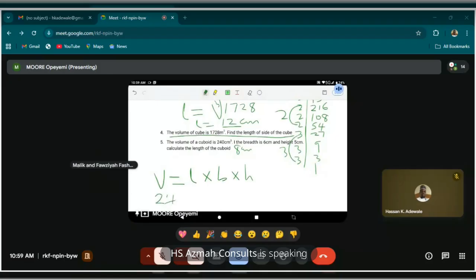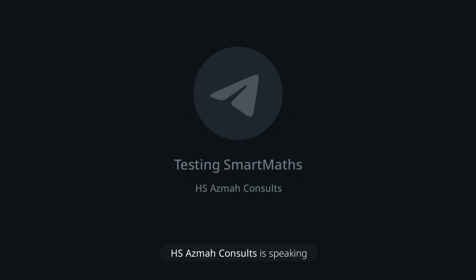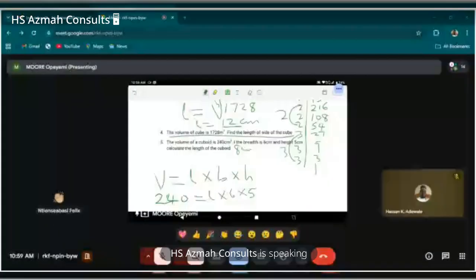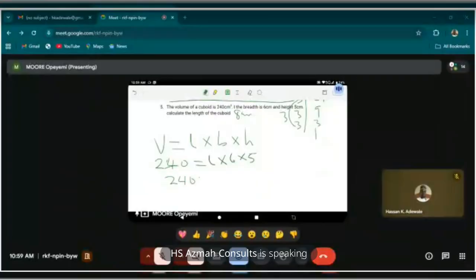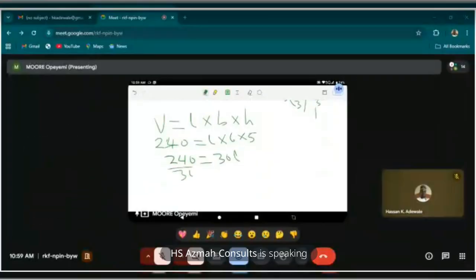Now, they have given us the value of the volume. So, V, I will write 240 is equal to, if the breadth is 6, the height is 5. Find the length. We don't know the length. Length times 6 times 5. So this is 240 is equal to 30L. This has become algebra. Divide both sides by 30. 30 cancel out 30. 0 cancel out 0. 3 here, 1. 3 here, 8. The length is equal to 8 centimeters.